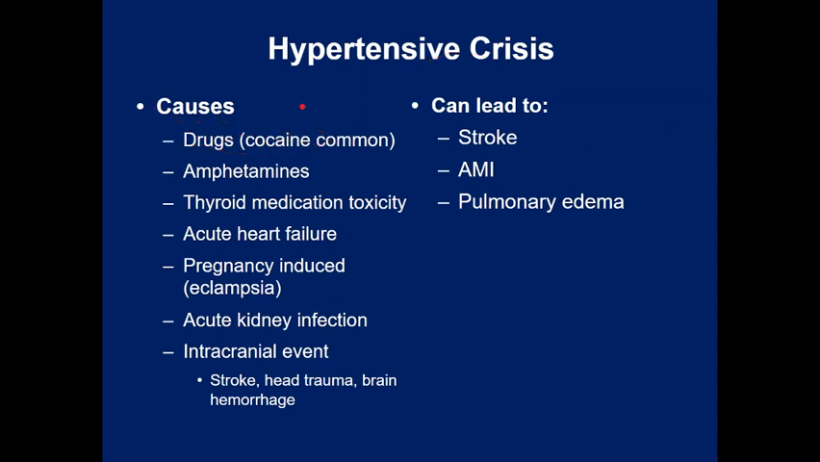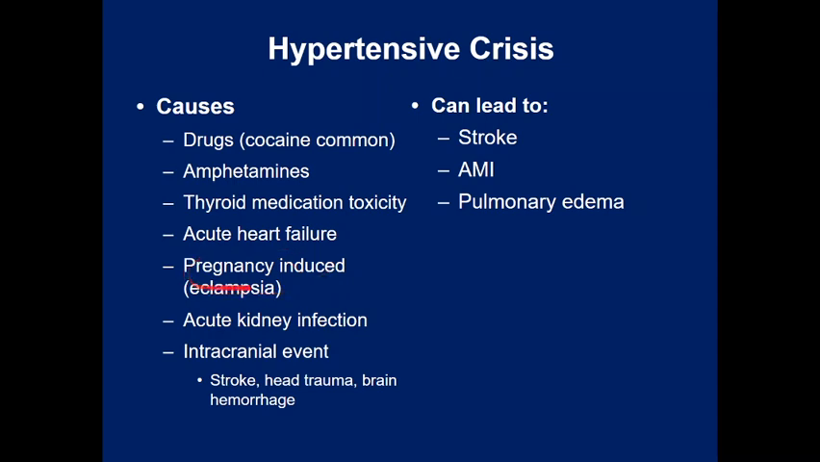For a crisis, cocaine can cause it. Cocaine has alpha adrenergic effects. Do you remember a drug that we can give that has alpha effects? There's actually two. Oxymetazoline for Afrin and epinephrine. All right. So drugs can cause high blood pressure. Amphetamines, thyroid medication toxicity, you probably won't see that frequently. Acute heart failure.